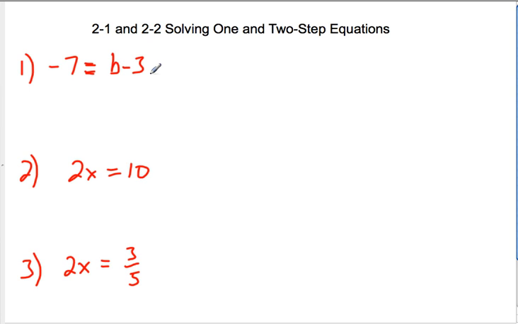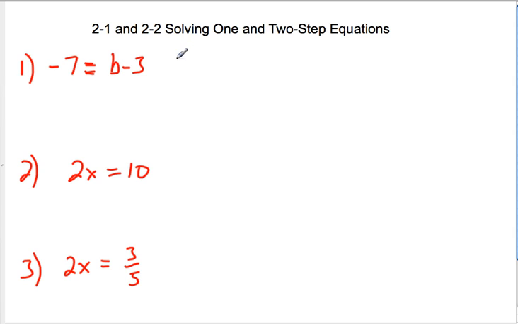In today's video, I'm going to combine two sections from the book. The first section, 2.1, is on solving one-step equations, which we practiced a lot last year, but it's definitely worth a quick review. The second section, 2.2, is two-step equations. They go together. We've worked on them both, but like I said, it's definitely worth a review.